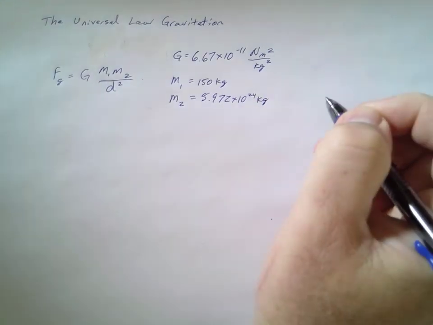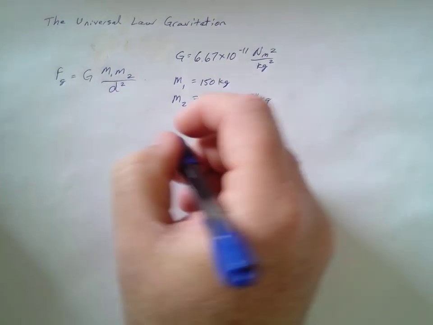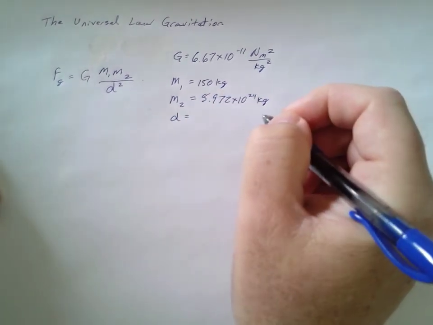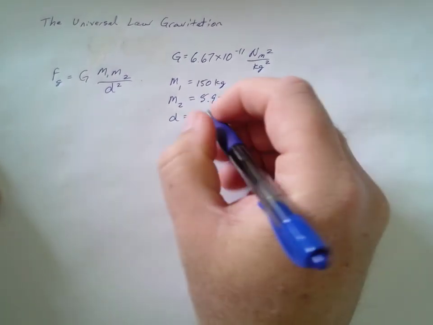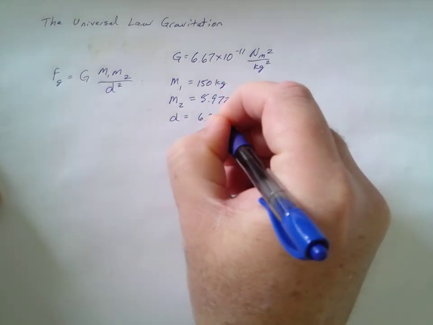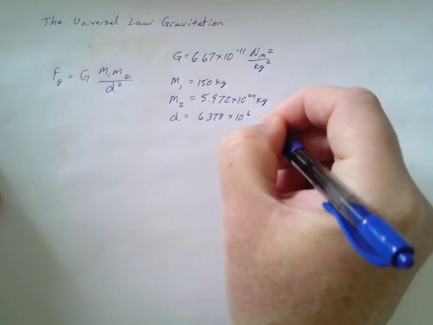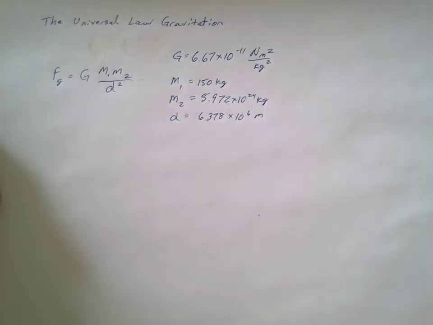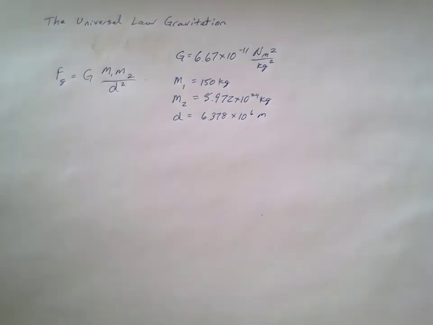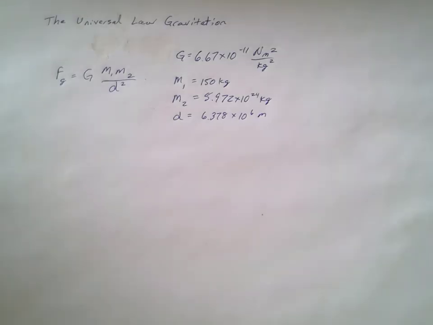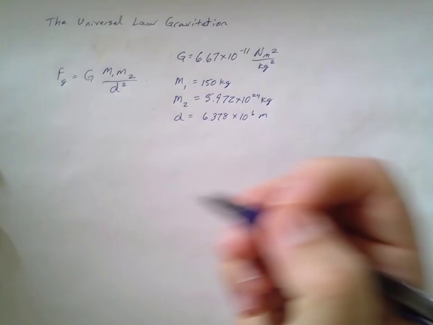And this person is standing on the surface of the Earth, so their distance separated is going to be the radius of the Earth, which is 6.378 times 10 to the 6th meters. So these are our givens that we're going to use. Let's plug them in and find out what the force of gravity is.